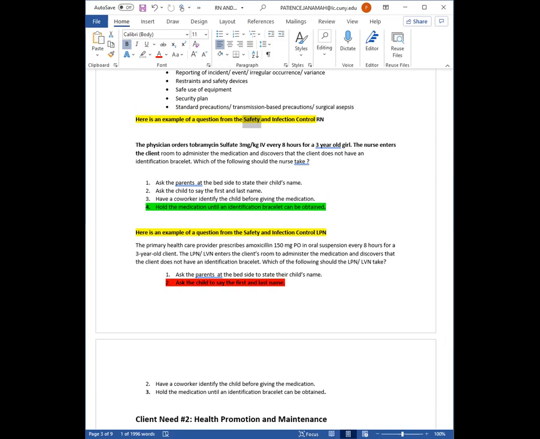So you have to follow up and make sure you get an armband for these patients. So the second part, I'm going to jump from here to answer the patient's answer as well. You're asking the child to say their first and last name.